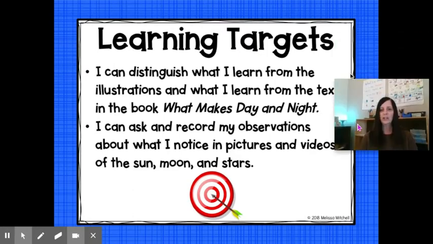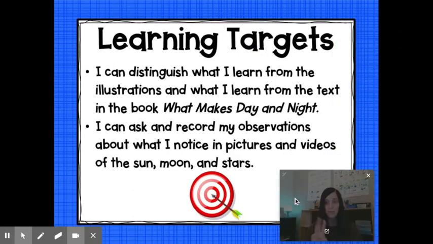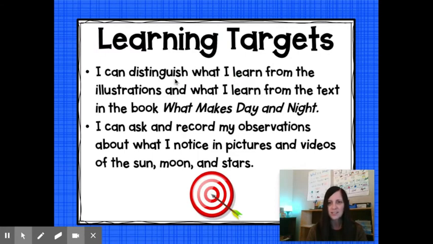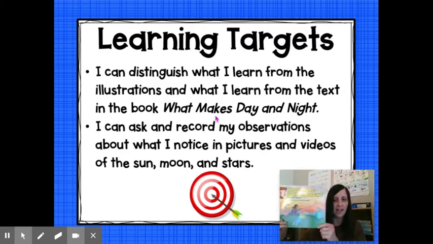These are our learning targets for today's lesson, lesson 3 in our new book. The first one is I can distinguish what I learn. Now, distinguish, that's a very big word. The word distinguish means you think really hard and you focus on that one thing, distinguish. What I learn from the illustrations, which is another word for pictures, and what I learned from the text, which is another word for words, in the book, What Makes Day and Night.